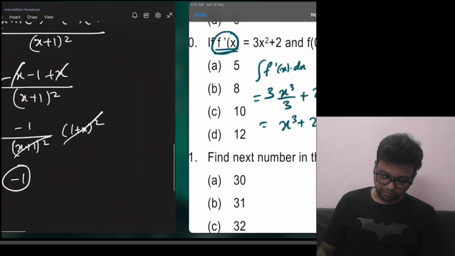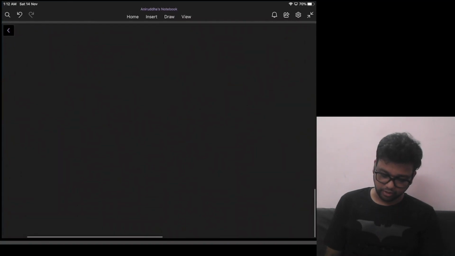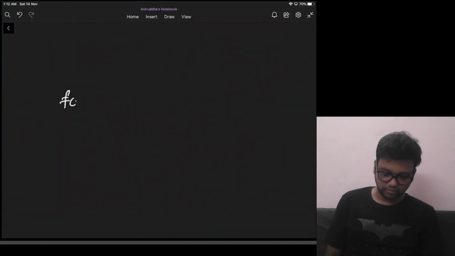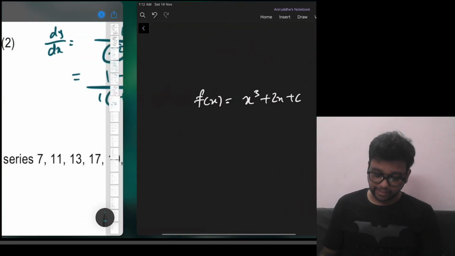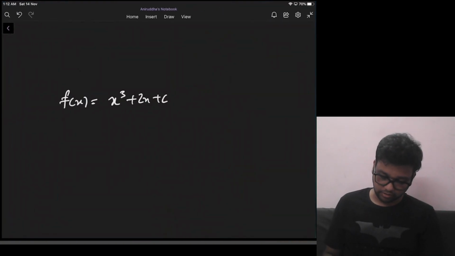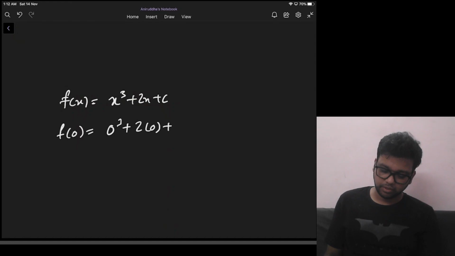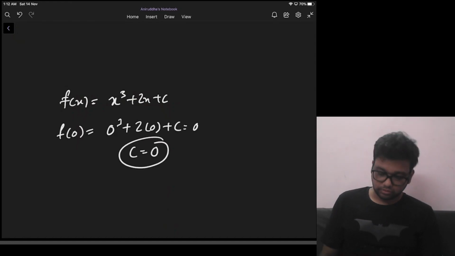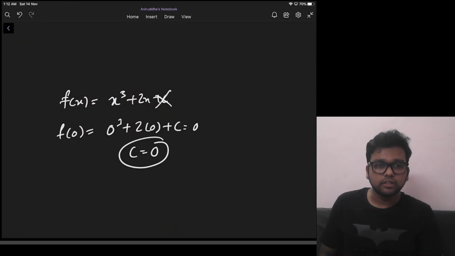Fine. So we have got f of x as x cube plus 2x plus c. But they are saying that f of 0 is 0. So we can get value of that constant now. F of 0 they are saying is 0. That means 0 cube plus 2 into 0 plus c is equal to 0. That means c is equal to 0. So this constant is not there in the function, right?